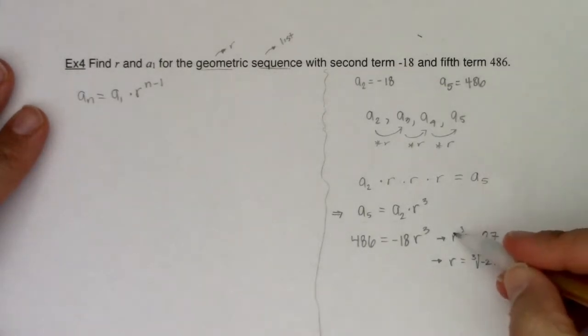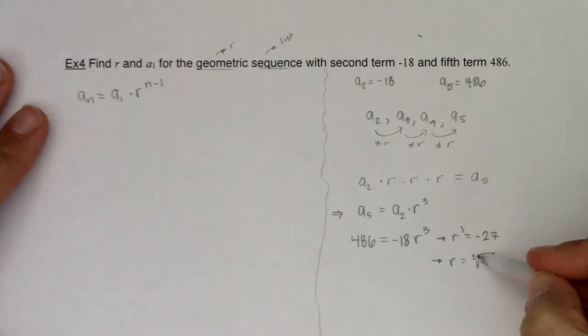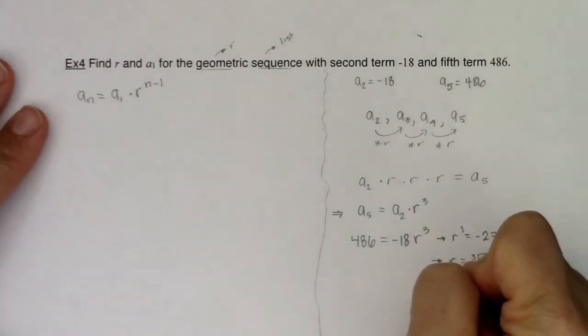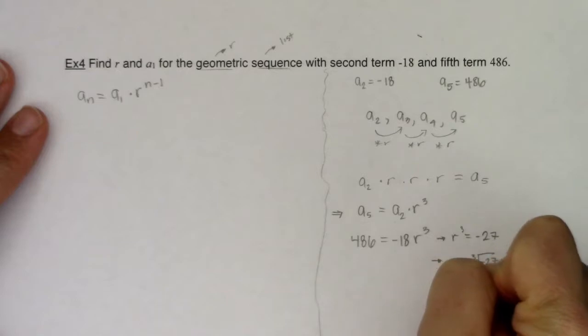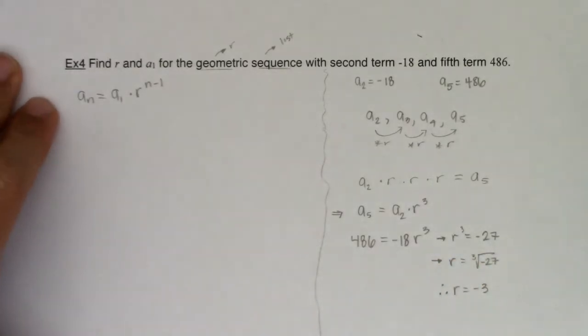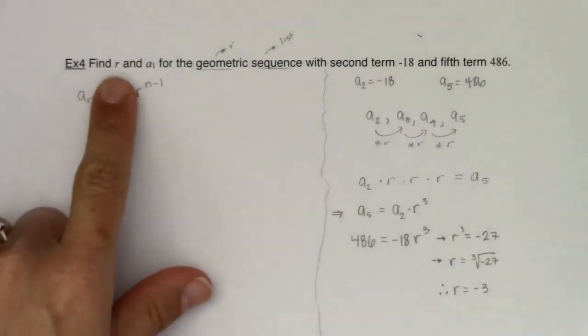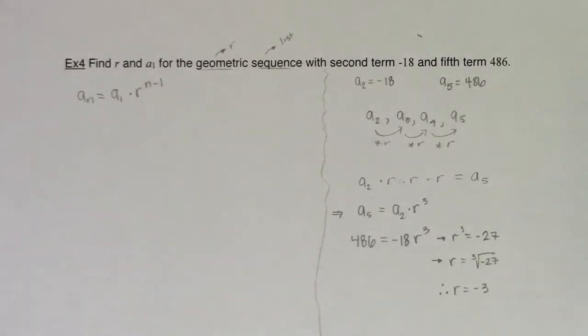You could raise both sides of this to the 1/3 power. But the cube root of negative 27 is negative 3. All right, so I have half of my question answered. I've found my r value, which is great, but now I need to find a sub 1. Well, you have all the information at this point.